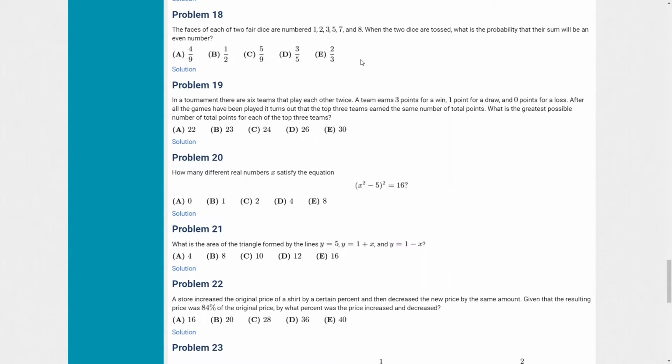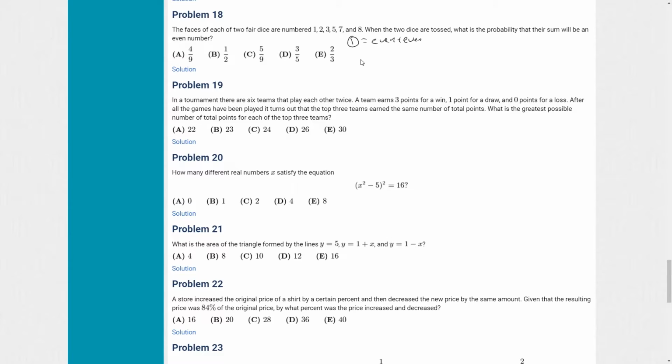So, problem 18. The face of each of the 2 fair dice are numbered 1, 2, 3, 5, 7, 8. Okay, so there's 6 different sides, but those 6 sides are a little funky. When the 2 dice are tossed, what is the probability that their sum will be an even number?